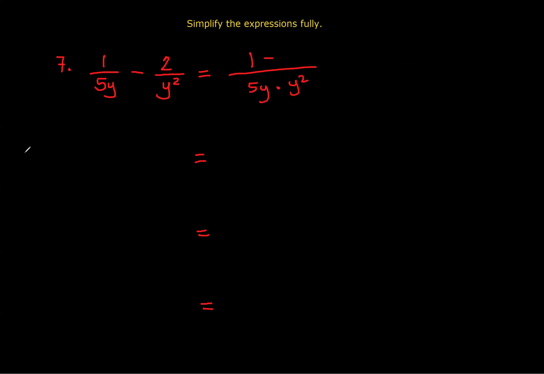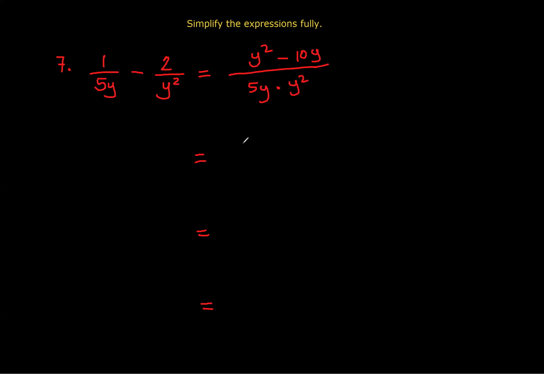Oh, hold on. This will be 5y times y squared divided by 5y is y squared. y squared times 1, that will be y squared, minus 5y times y squared divided by y squared will give us 5y. 5y times 2 is 10y.